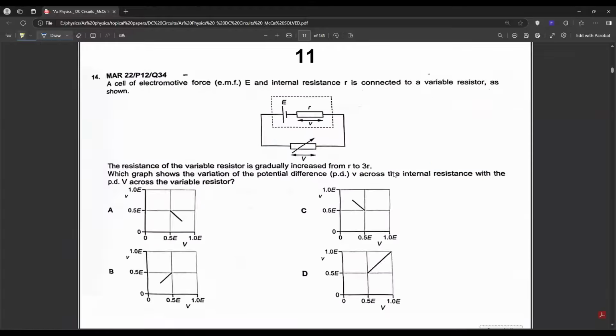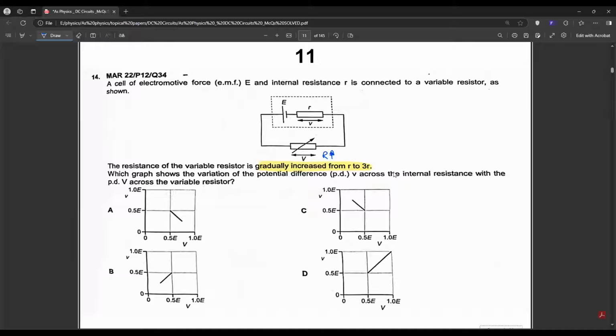A cell of electromotive force E and internal resistance r is connected to a variable resistor as shown. The resistance of the variable resistor is gradually increased. Which graph shows the variation of potential difference across the internal resistance with the voltage across the variable resistor?